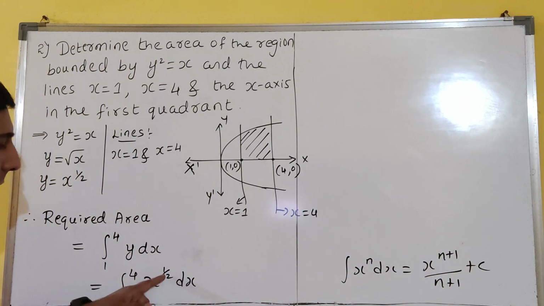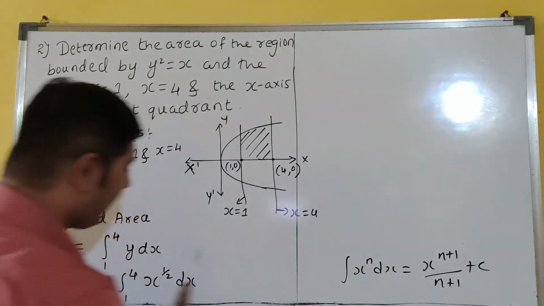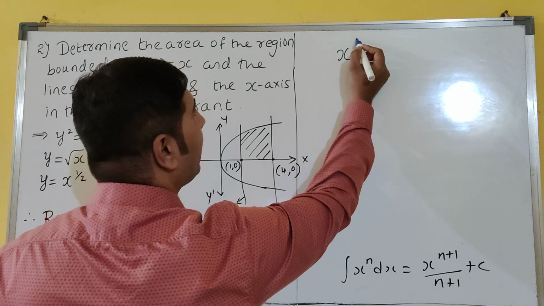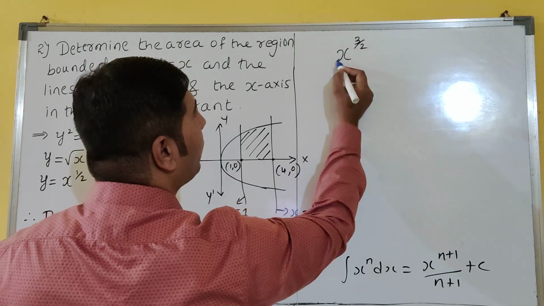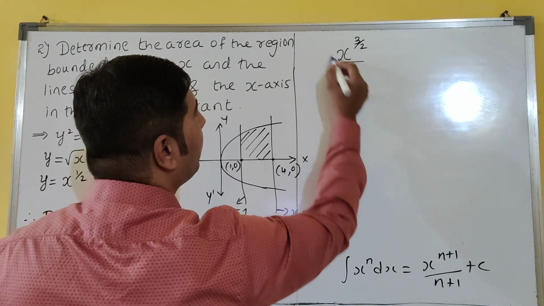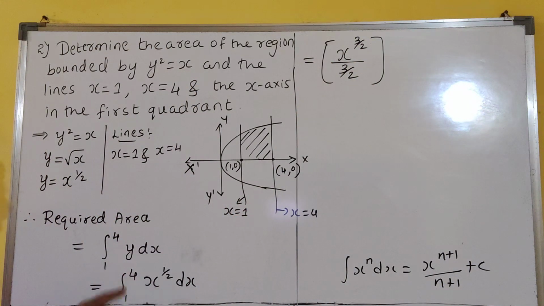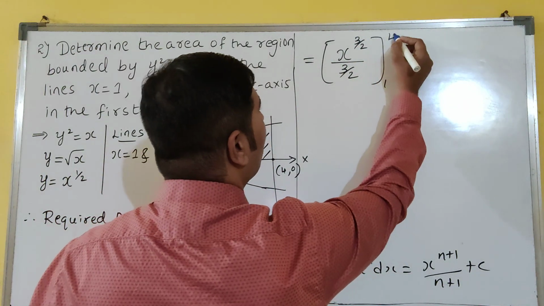You know that. X raised to half. N value is half. Half plus 1 is how much? Half plus 1 is 3 by 2. Here also 3 by 2. So you have the limits, 1 to 4. 1 to 4.